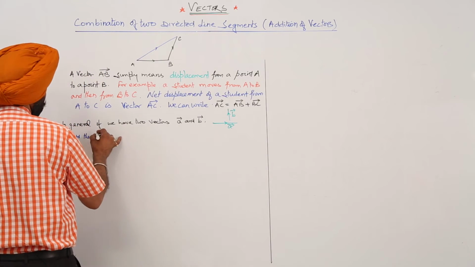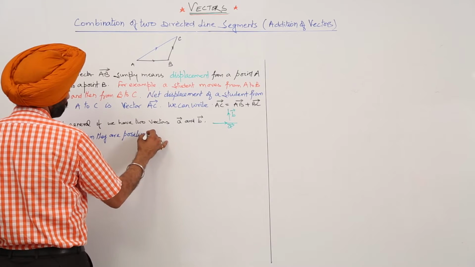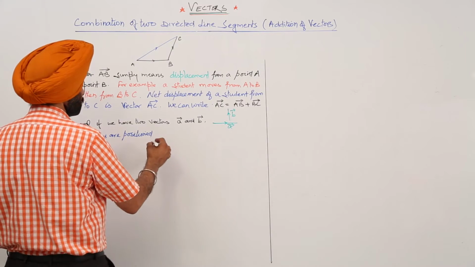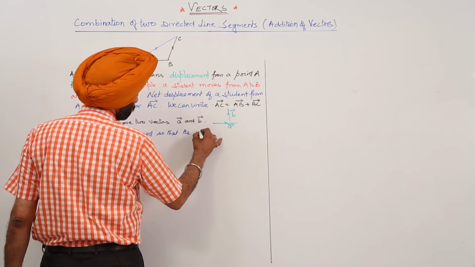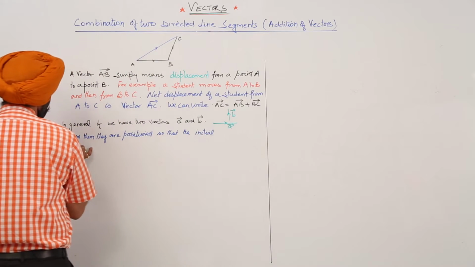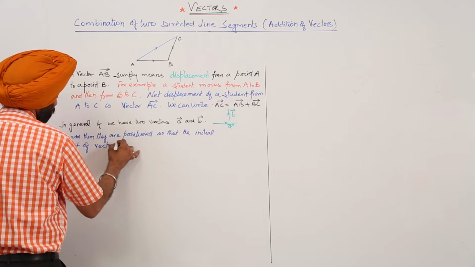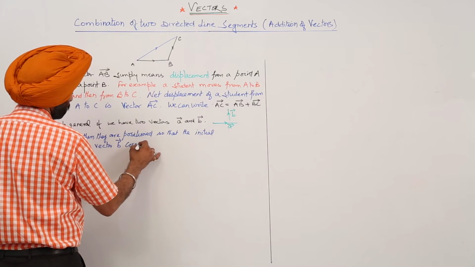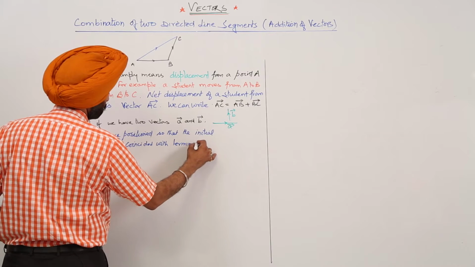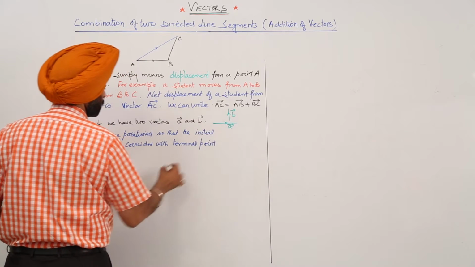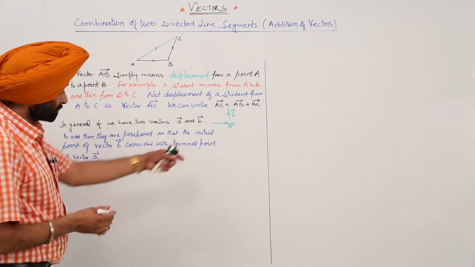To add them, they are positioned so that the initial point of vector B coincides with the terminal point of vector A. Now I have just left a space there.